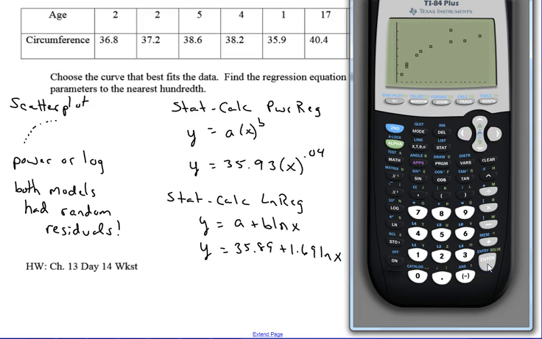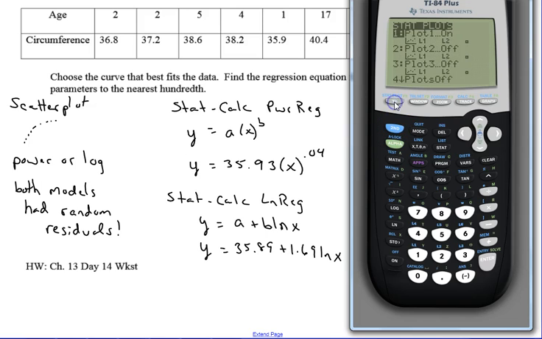Now that scatter plot looks like it could either be a power function or a log function, so you want to look at the residuals. Before we can do that, we have to run both regressions. So I'm going to start with the power regression first. So STAT, CALC, power regression. I'm going to run the regression. And what that does is helps me create the residuals.